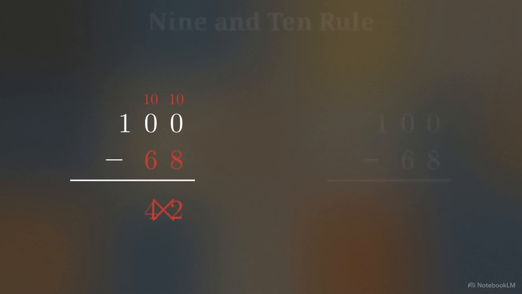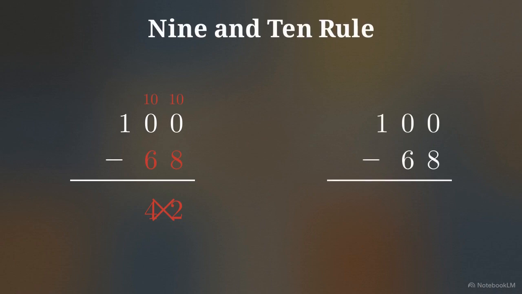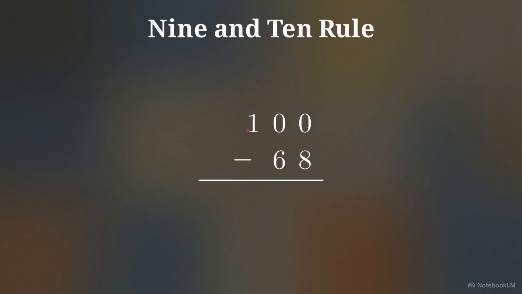The correct pattern for complements of 100 is the 9 and 10 rule. The tens digit must add up to 9, and the ones digit must add up to 10. 6 plus 3 is 9, 8 plus 2 is 10. The distance is 32. This rule accounts for the 10 that is carried over from the ones column during a standard subtraction. Use that rule now.